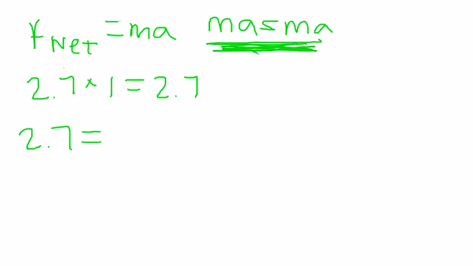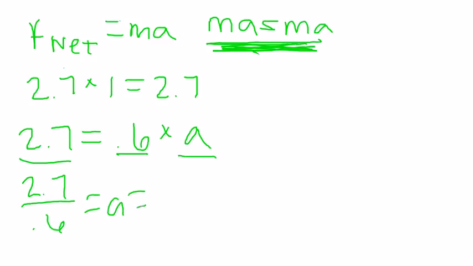And then your new mass is 0.6 because it said it's 0.6 of the original mass. So then you solve for your acceleration. So this is MA equals MA. So then 2.7 divided by 0.6 will equal A, which equals 4.5.